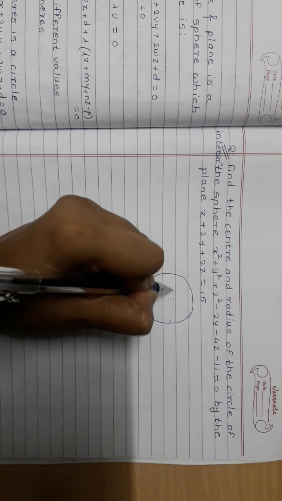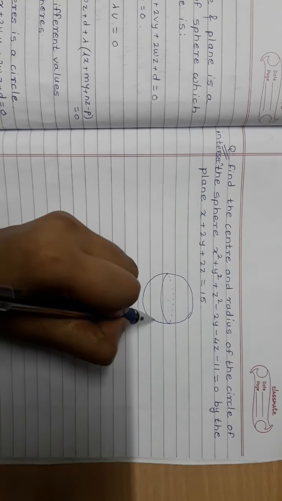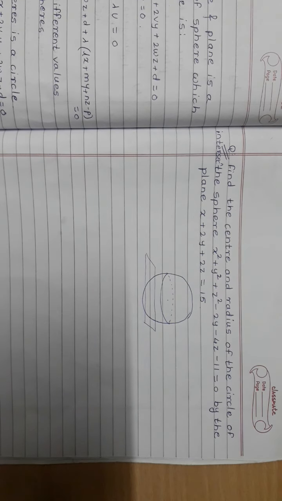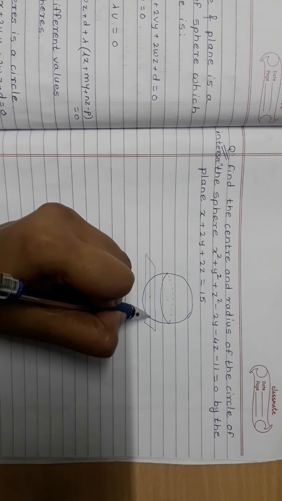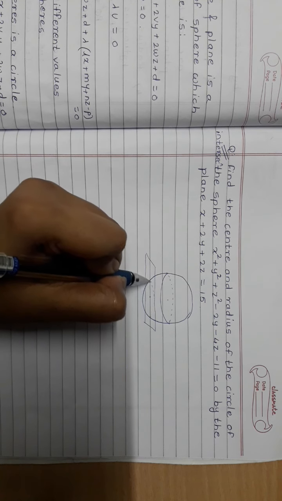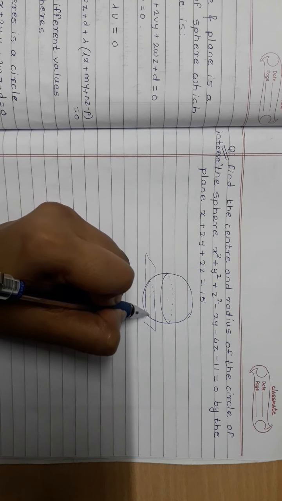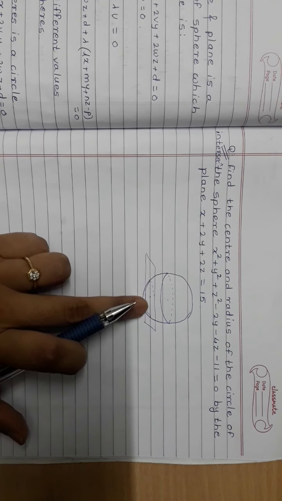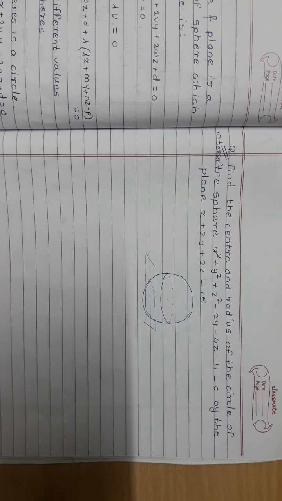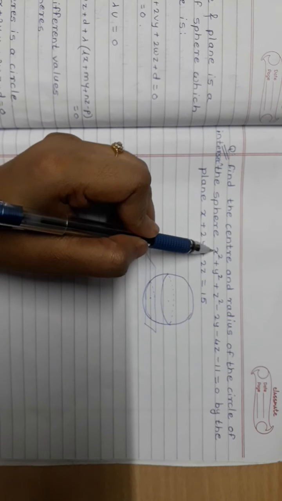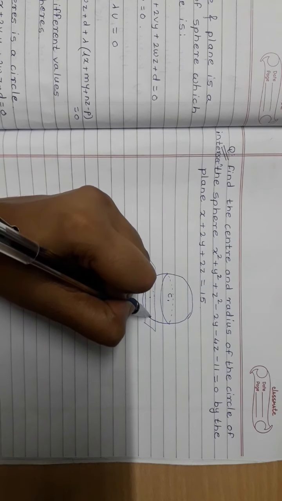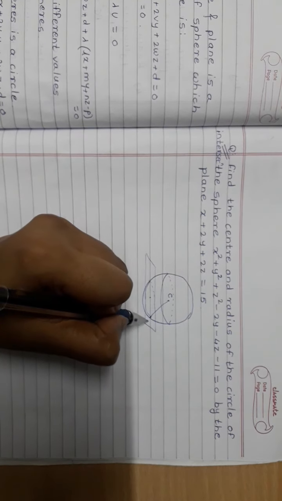The sphere is intersected by some plane, right? And this intersection, now since we have seen the theory, we know that the intersection of the sphere and the plane is nothing but a circle. For this circle I need to figure out what must be the center and radius of the circle, right? So for this, using the given equation of the sphere, first of all I am going to figure out what must be the center and radius of the sphere.